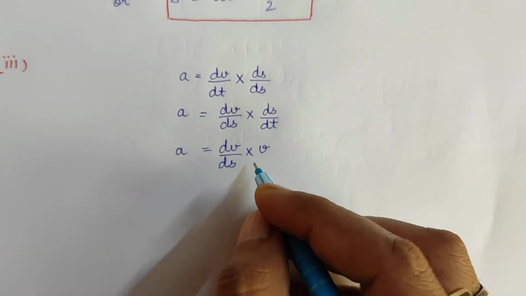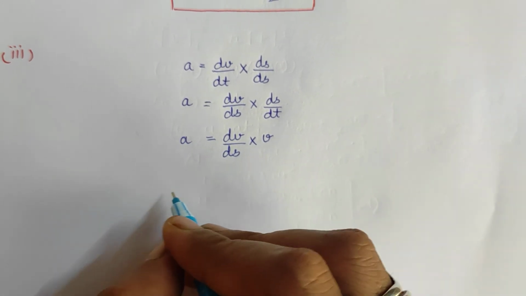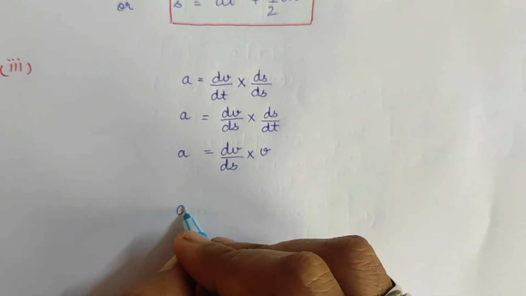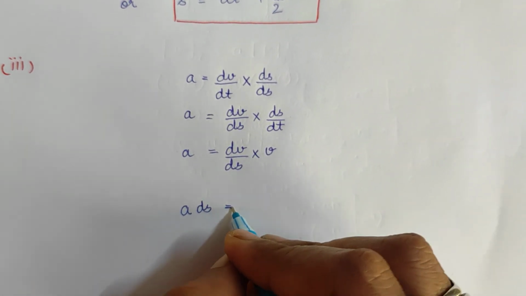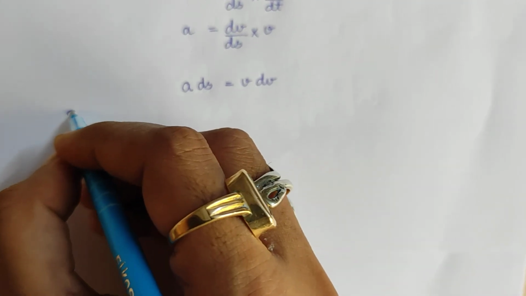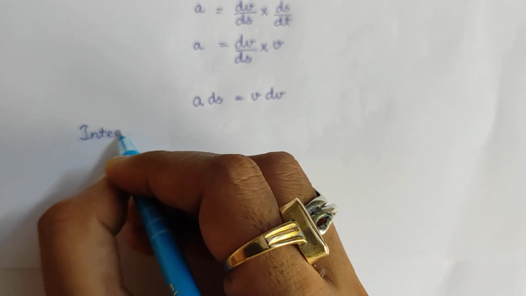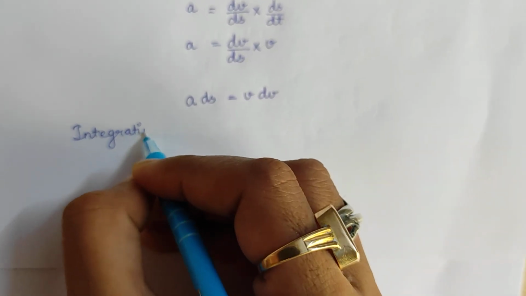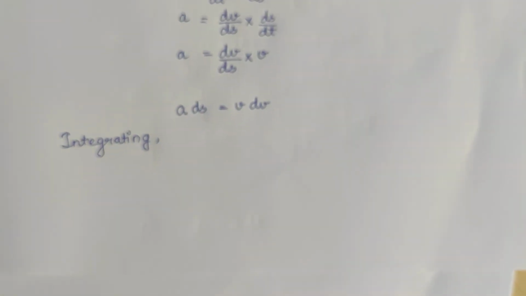Now rearranging this equation, what we will get? We will get a ds is equal to v dv. Again we will integrate this on both the sides. So integrating this equation on both the sides, what we will get?